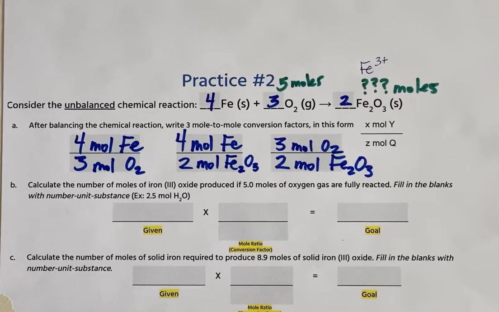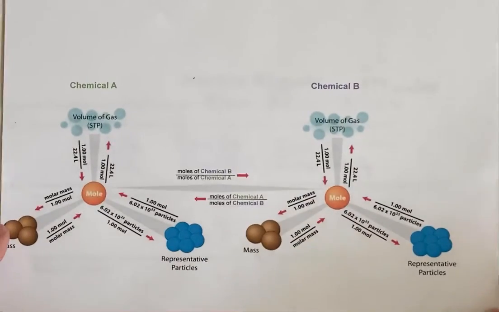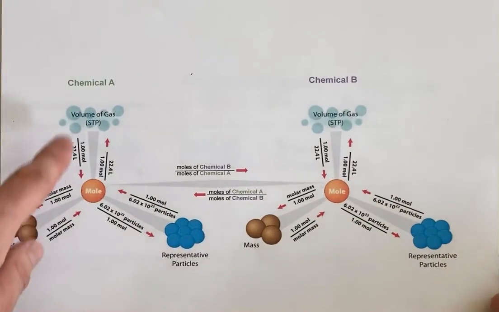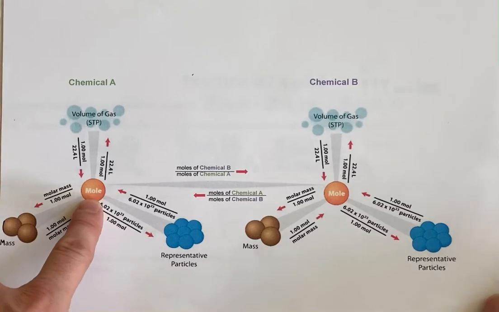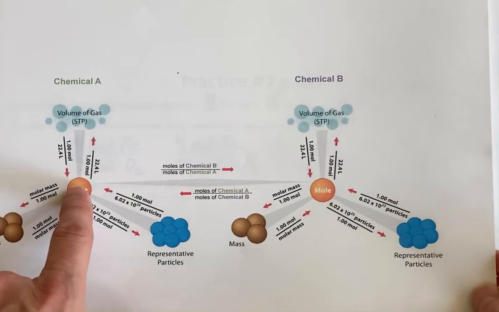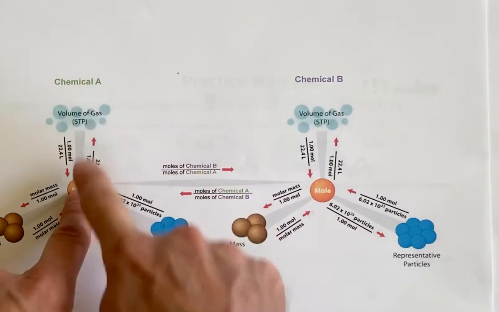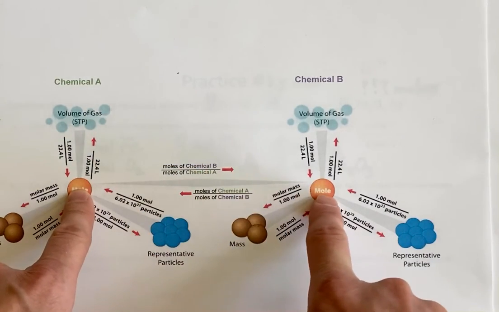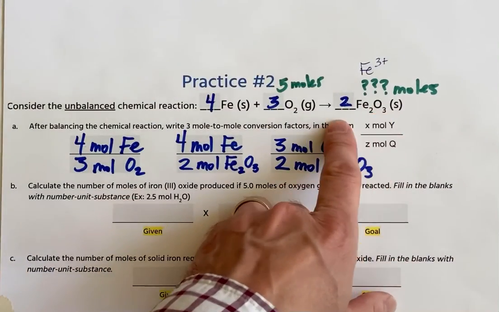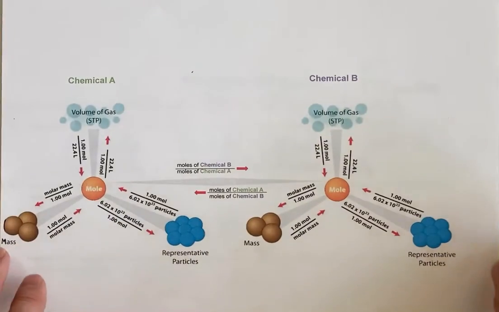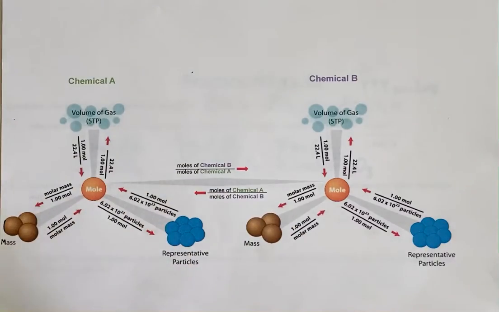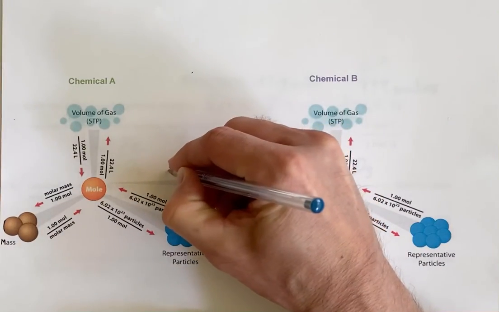If we look at our molar conversion triangle of science, we're going to start here, chemical A. They give us moles of chemical A. Moles of chemical A would be oxygen. So they tell us, all right, we have 5 moles of chemical A, which is oxygen, and they want us to change that to moles of chemical B, and chemical B here is iron 3 oxide. So we're going to start at moles here, and we're going to change to moles here. And the conversion ratio we're going to use is this one.